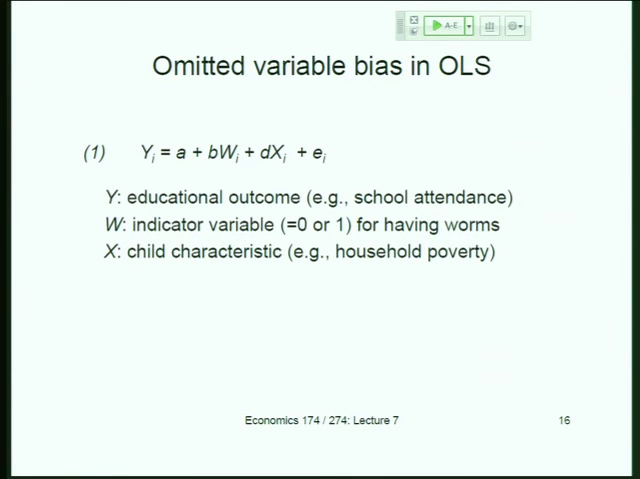What we want to do in regression is estimate these parameters. We want to estimate A, B, and D. We care about B because we want to understand the effect of worms on outcomes. Imagine we're a government trying to figure out whether we're going to expand de-worming programs. We have to understand what the impact of worms are on kids' outcomes. So we need to know B.